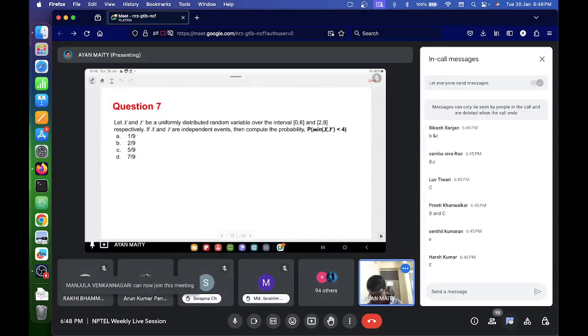Now question 7. This is on probability. Let x and y be two uniformly distributed random variables over the intervals 0 to 6 and 2 to 8. So this is for x and this is for y. These two are uniformly distributed random variables, and if x and y are independent variables, then compute the probability that the minimum of x comma y is less than 4. This question is slightly more difficult than the previous questions, so it might take a little bit of time.